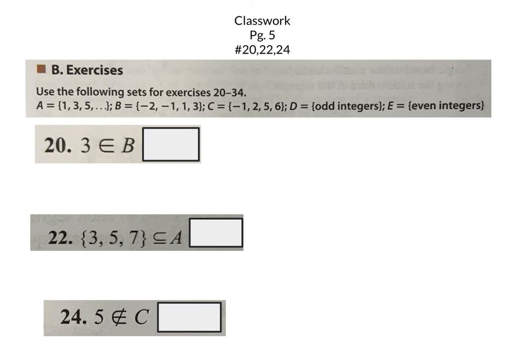All right, so try some. They're asking you questions here. Page 5, numbers 20, 22, and 24. All right, so the first one, good question, and we're about to talk about finite and infinite sets. A is 1, 3, 5, and you see the ellipsis there, which indicates it keeps going in that pattern. If you recognize the pattern, those are going to be odd numbers, right? B is -2, -1, 1, and 3. C is -1, 2, 5, and 6. And we're going to talk about odd and even. I really only chose ones from A, B, and C because we're about to talk about number sets with integers and all.